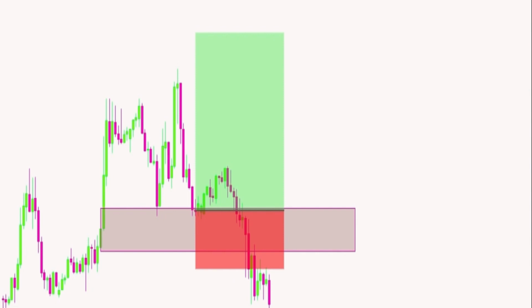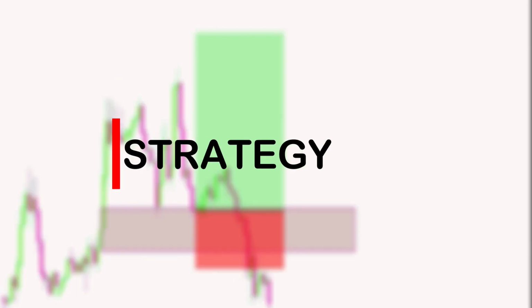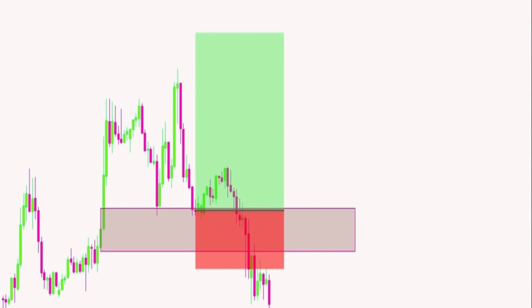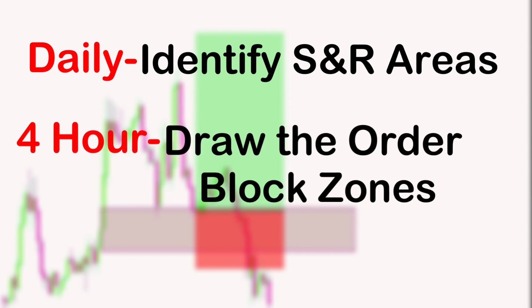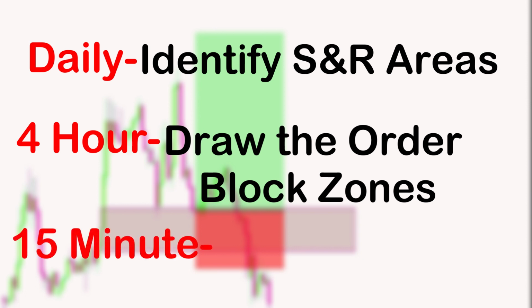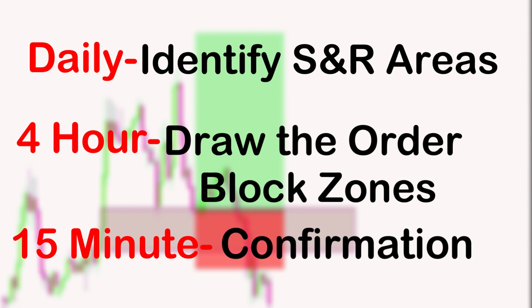Now that we have learned the best time frames which should be used in order to make up a profitable trade into the market, let us move on to the strategy. So, in this strategy we would use 3 time frames. We would use the bigger time frame, which is daily time frame, in order to identify the support and resistance areas into the market. And then we would use the 4-hour time frame in order to draw the order block zone into the market. And then at last we would use the 15-minute time frame for confirmation.